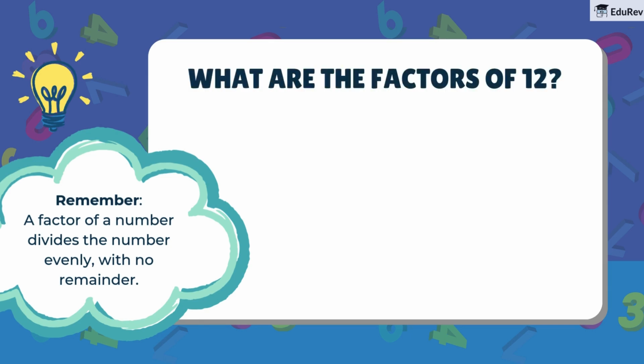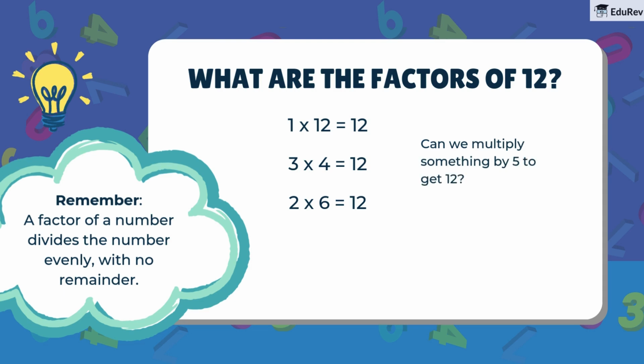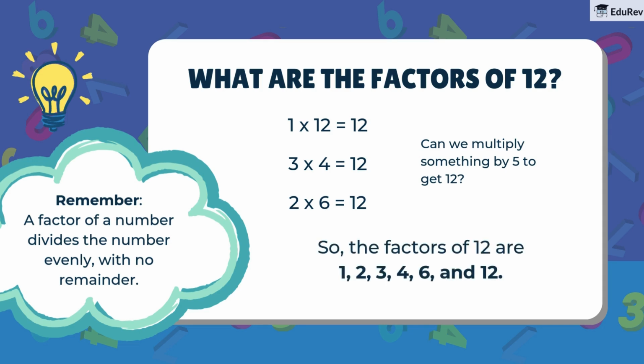Now, let's find the factors of 12. We can express it as 1 times 12, 3 times 4, and 2 times 6. Can we multiply something by 5 to get 12? No, because 5 doesn't fit into 12 evenly. So, the factors of 12 are 1, 2, 3, 4, 6, and 12.